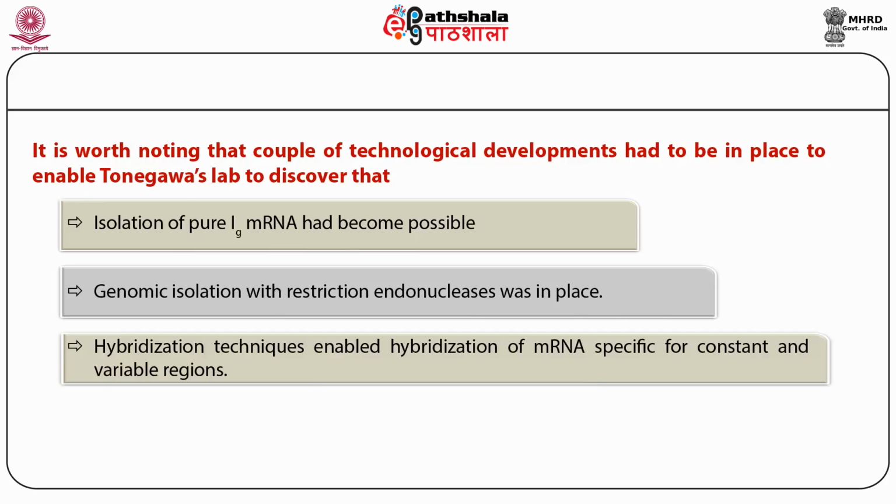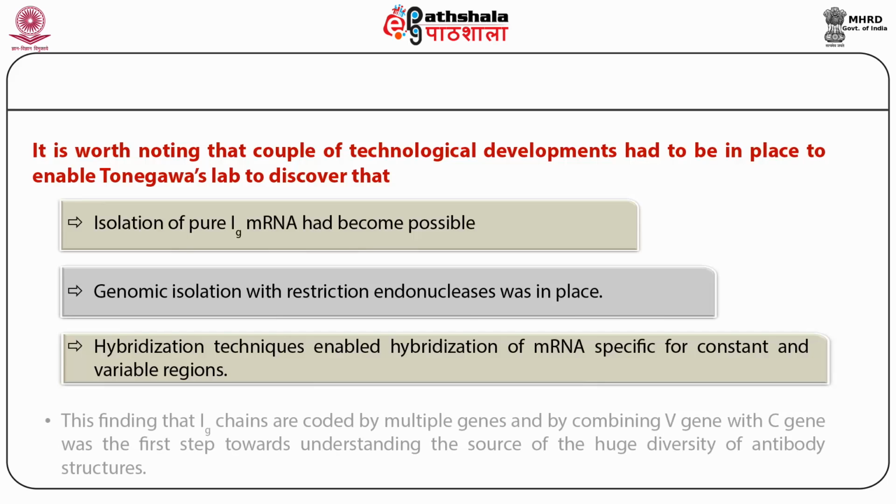Tonegawa's group moved on after this success to try to understand T cell receptor structure. Susumu Tonegawa was awarded the Nobel Prize. This finding that Ig chains are coded by multiple genes and by combining V gene with C gene was the first step towards understanding the source of the huge diversity of antibody structures.